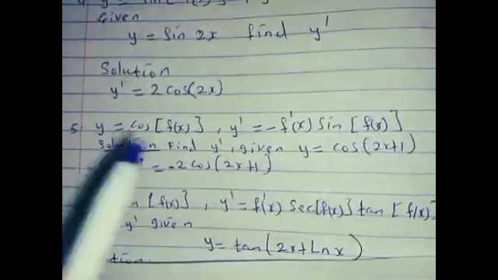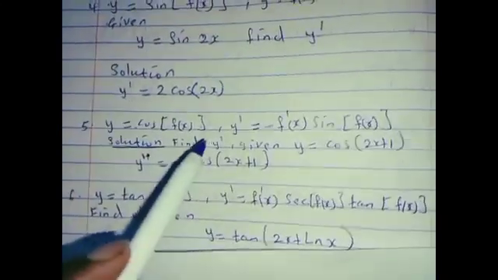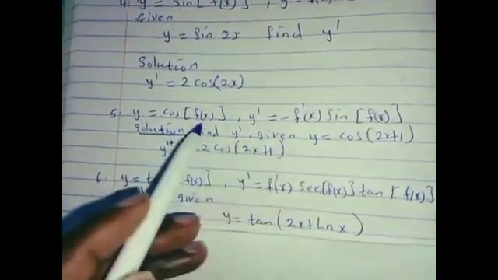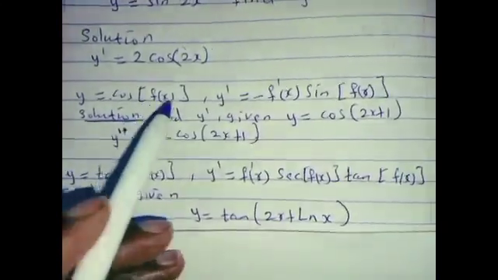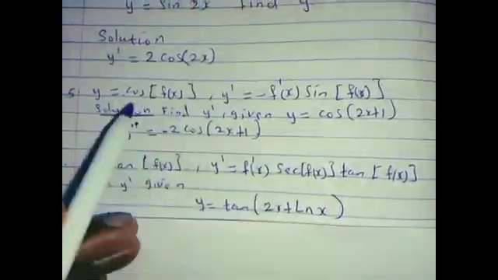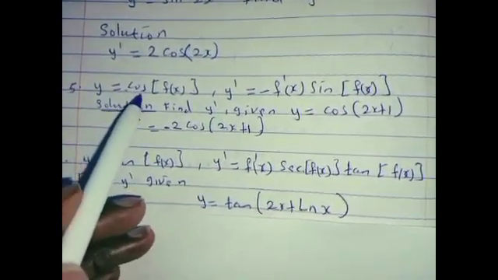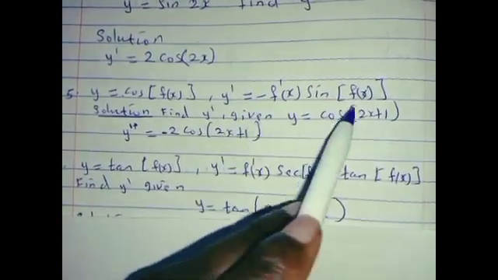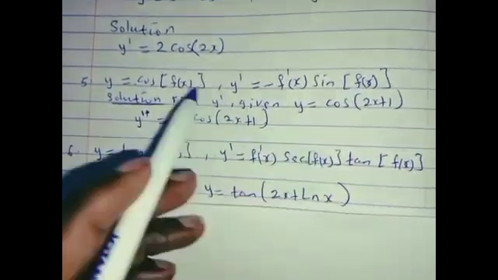Number 5, that is cos of f of x. What you do is the same. You differentiate whatever is in the bracket, which is f of x. Then you differentiate cos with respect to x, which is negative sine. That is why there is a negative here, and you keep the function in the bracket.